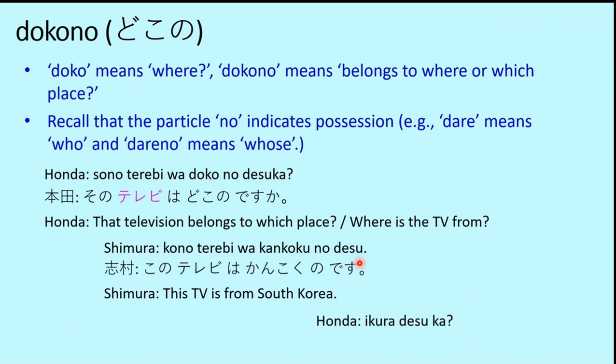Ikura desu ka? So ikura desu ka is another question which asks about the price, and we have done a separate lesson for ikura desu ka as well. So Honda-san is now asking the price of this television, which is niman en desu, that is 20,000. Niman en desu is 20,000 yen.